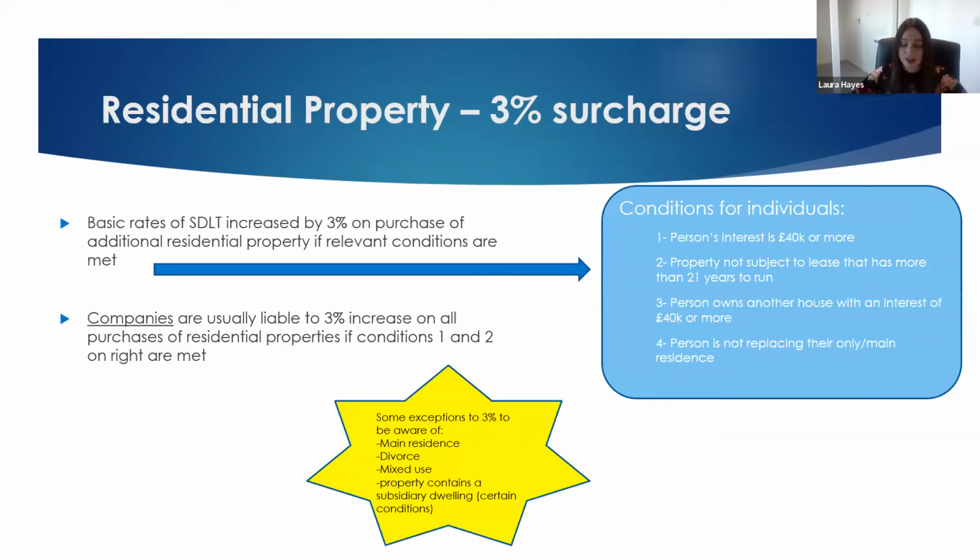However, there may be an exception in some circumstances for house building companies. And there are also some other exceptions to the 3% surcharge to be aware of. They relate to where there's a sale of a main residence, where a new one is purchased to replace that one within 3 years. Also on divorce, where one party still occupies the old property. Mixed-use properties, where a property contains a subsidiary dwelling and where there's a purchase of a main residence and certain other conditions are met. But this is also something that I'm going to touch on later on.